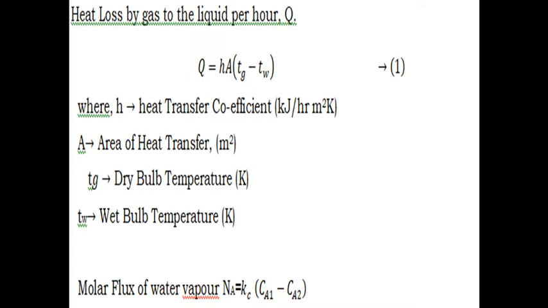Next, molar flux. Molar flux of water vapor: flux is directly proportional to the concentration gradient. Removing the proportionality, we add a constant, the mass transfer coefficient. So Na is equal to Kc into Ca1 minus Ca2. Here Na is the molar flux, Kc is the mass transfer coefficient, and Ca1 and Ca2 are concentration values. Is that clear?